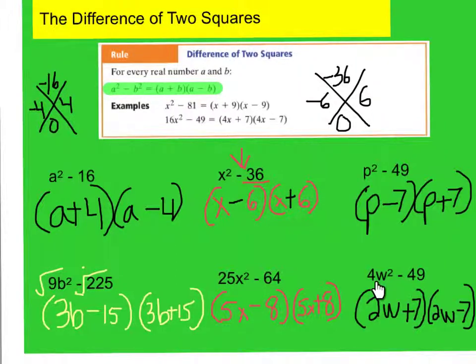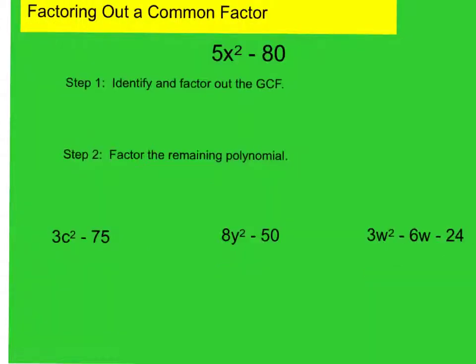Hopefully you knew that the square root of this is 2w, and you knew that the square root of 49 is 7, and you made one positive and one negative. Hopefully that worked. Alright, we already talked about this a couple slides ago, but we'll talk about it again. We look at our problem, we see that 5 can divide both of these numbers. So we know that the greatest common factor is 5.